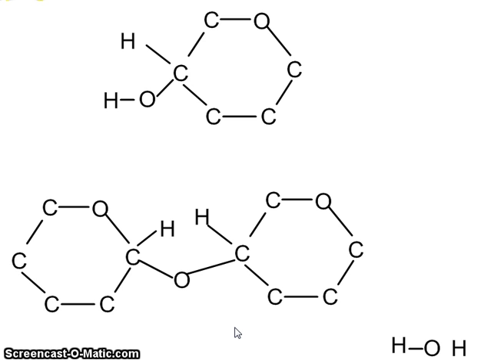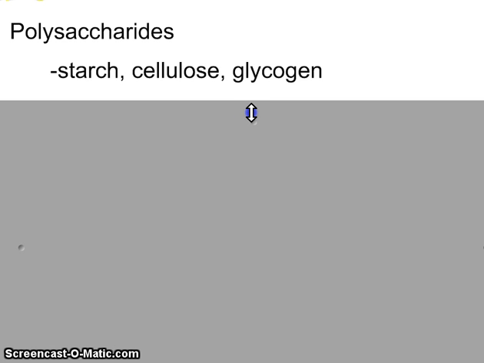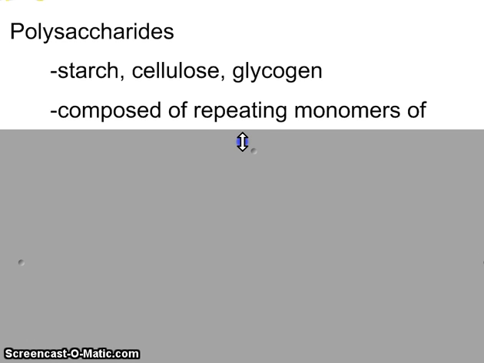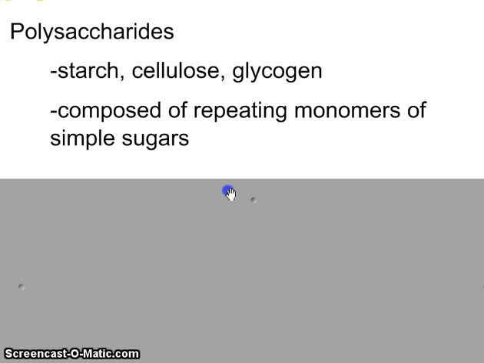So remember, we make a more complicated molecule, this disaccharide, taking water out. We can continue on, and our next level would be polysaccharides. Remember, mono meaning one, di meaning two, poly is many. So this is more than two subunits. So what are these? These are starches, again, the plant polysaccharide, cellulose, found in cell walls, and glycogen, the animal polysaccharide. Composed of repeating monomers of simple sugars.